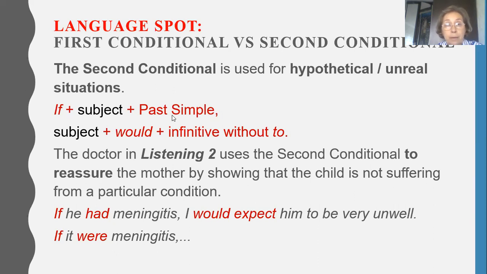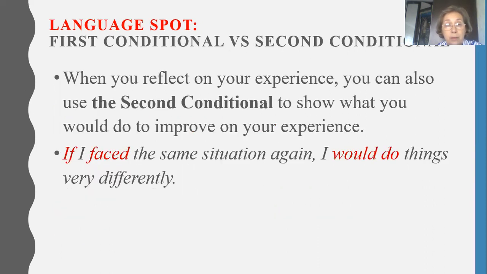Okay. And so when you reflect on your experience, you can also use the second conditional to show what you would do to improve on your experience. Like, if I faced the same situation again, I would do things very differently. This is the second conditional structure.